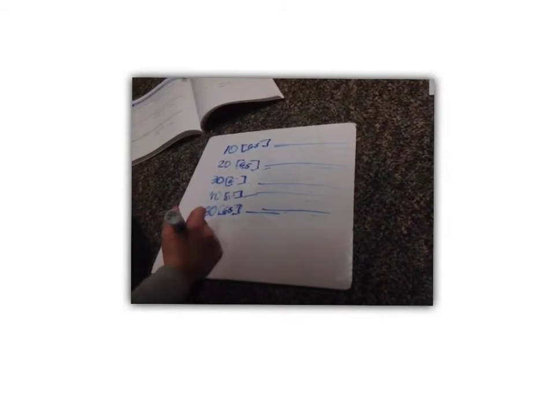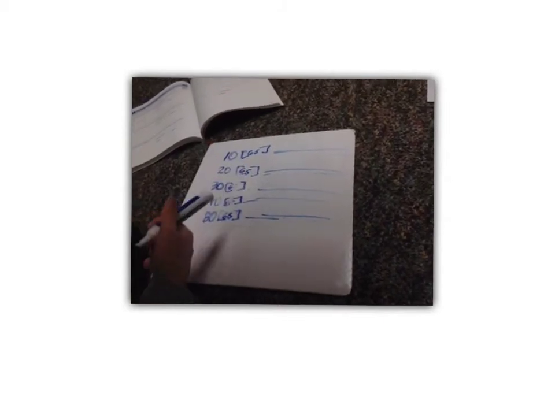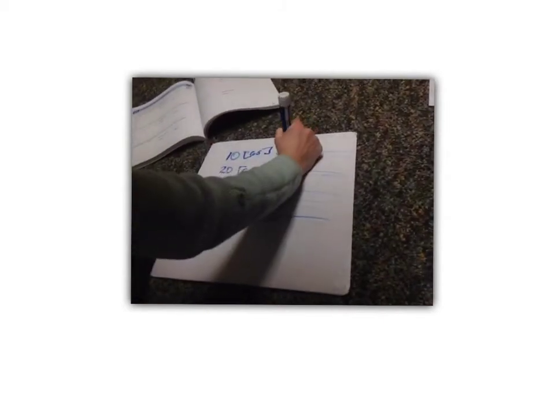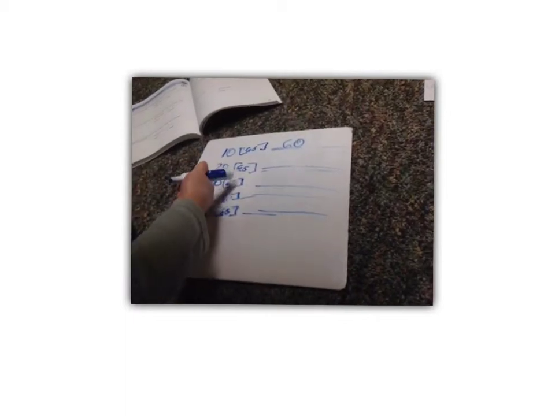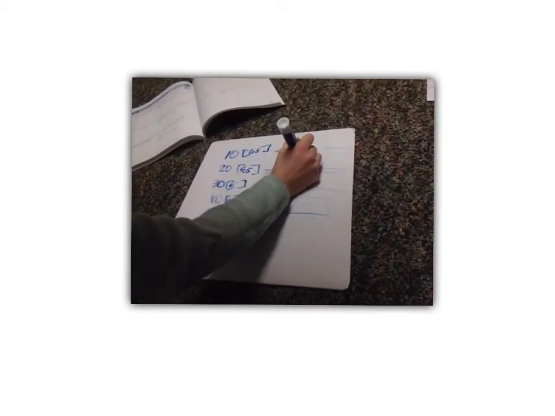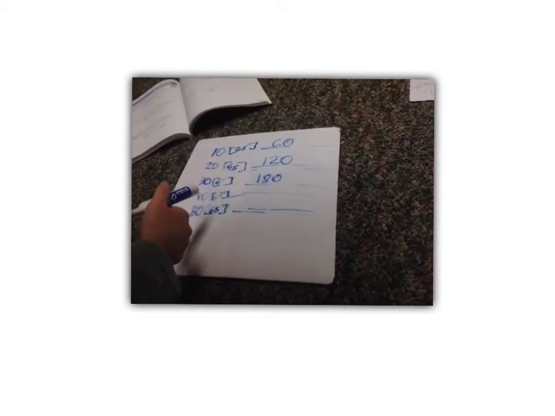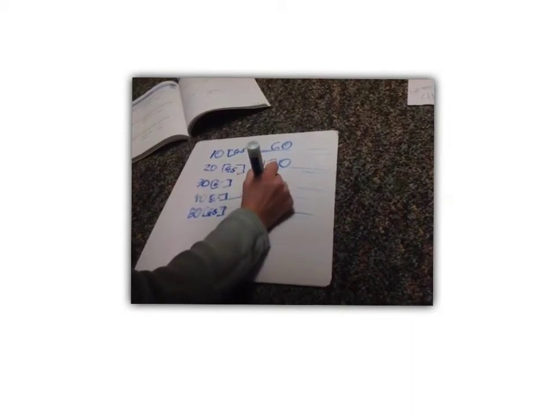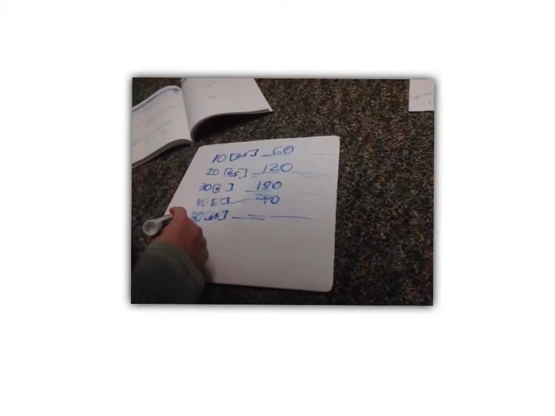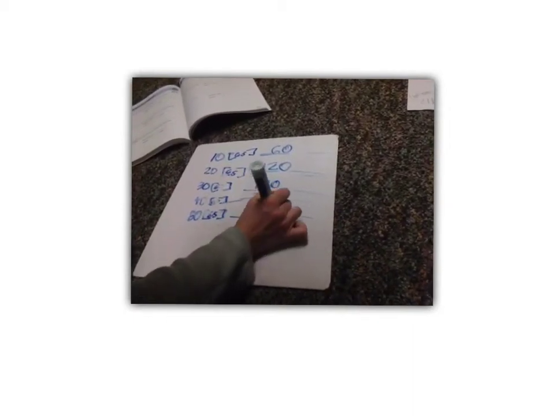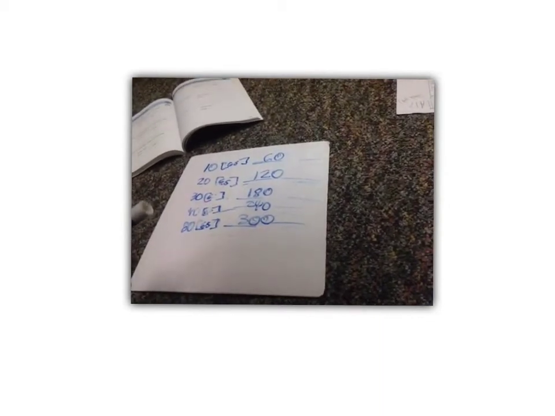Well, first we fill this out. 10 times 6 is 60. 20 times 6 is 120. 30 times 6 is 180. 40 times 6 is 240. And 50 times 6 is 300. So we filled that out. Now we have to do our number model.